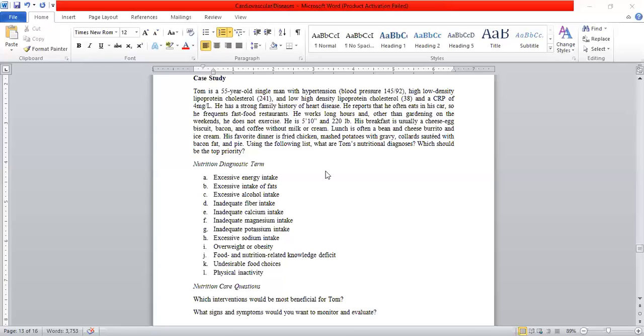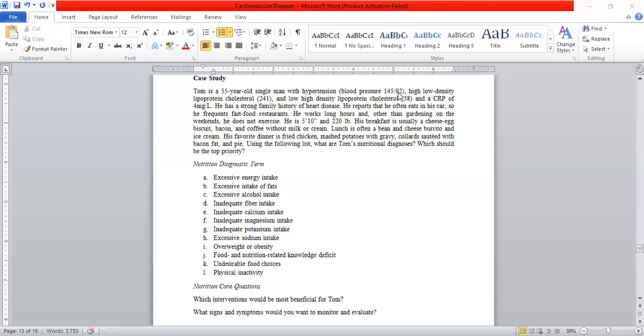So we have Tom. Tom is a 55-year-old man. He's suffering from hypertension, the high blood pressure. The blood pressure is 145/92. Remember when we were talking about blood pressure, we said that if the diastolic pressure is above 90, actually 95, that is considered as being high blood pressure.